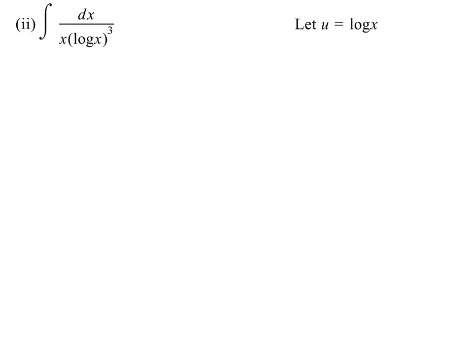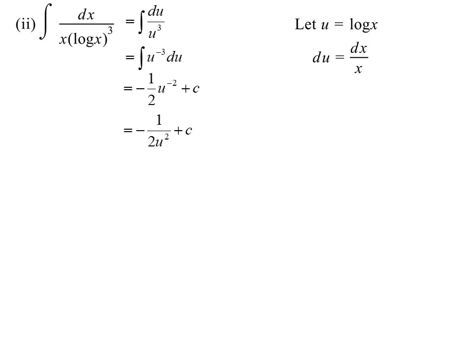That happens in a lot of cases. So I would probably try that first anyway. u equals log x, so du becomes dx on x. Yeah, we've got that as well. Okay, I've got du on u cubed, which is u to the -3. Add 1 to the power over the power, sub back in, we got the answer.